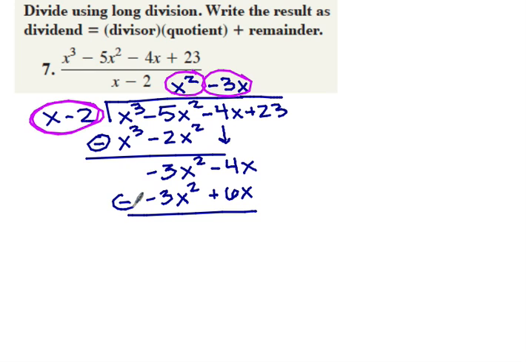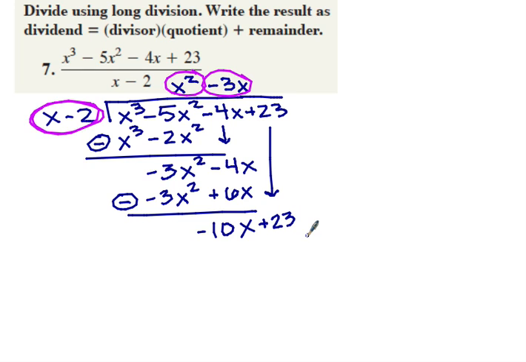So negative 3 minus a negative 3, it's like plus 3, so that's our 0. Negative 4 minus 6 more gives us negative 10x. We'll bring down that next term. So we have plus 23. And then we do that step one last time.